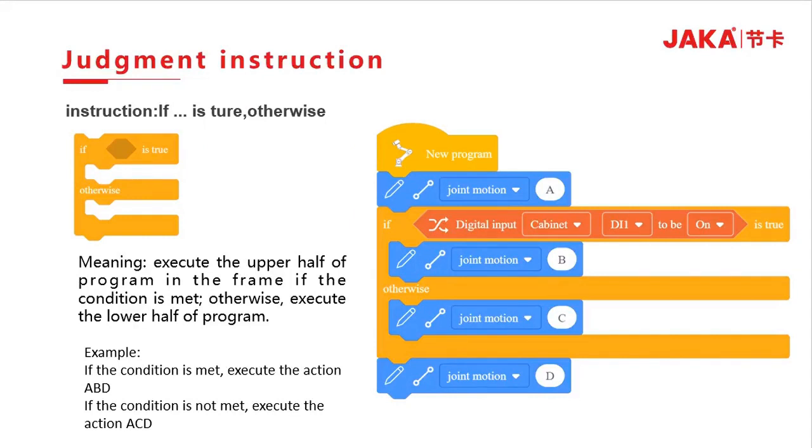If true, otherwise command. If the conditions are met, execute the upper half of the procedure within the framework. Otherwise, execute the lower half of the procedure. As shown in the example on the right, if the condition is satisfied, the actions ABD are executed. If the condition is not satisfied, the actions ACD are executed.